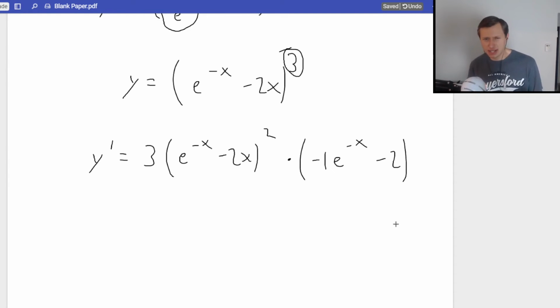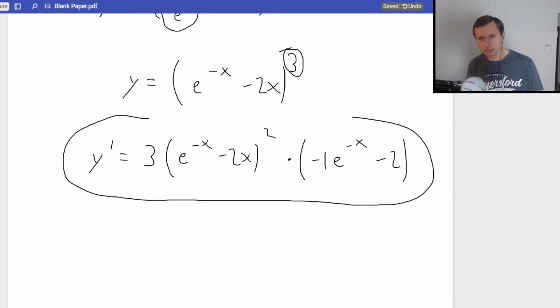Can you simplify it? I mean, not really. Honestly, this is about as simplified as you can get. Okay, and that's it for number 8. Any questions on that one?